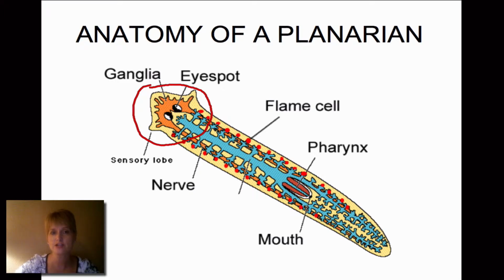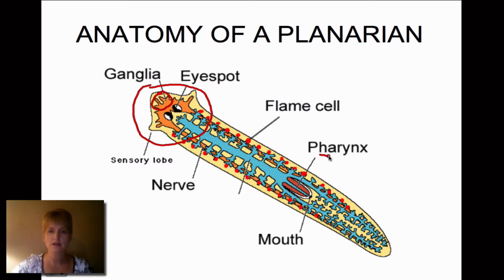It has a head region, and the head region has sensory organs. So we see the eye spots, and these planarians don't really see, but they can sense light from these eye spots. It has a sensory lobe right here, so another sensory organ on the head region. And the ganglia is really what we would call a primitive brain. It's not necessarily a brain, but it is a collection of nerve cells that are concentrated in the head region. And then we'll see this nerve that runs all the way throughout the body, okay?